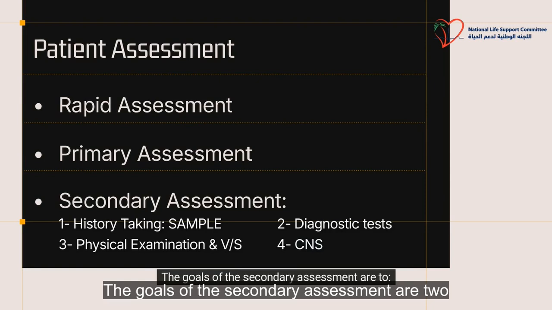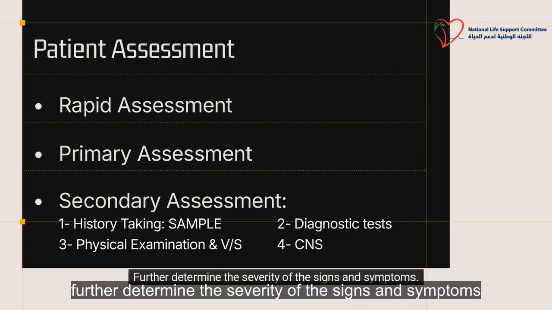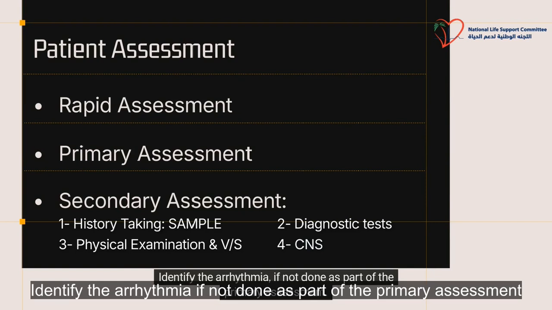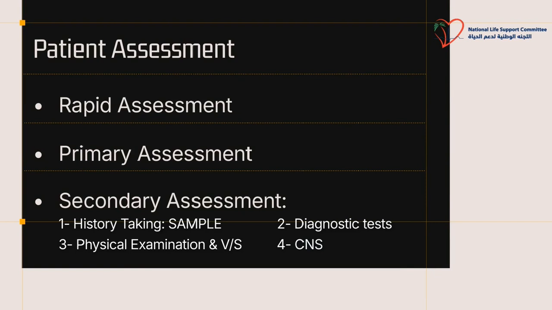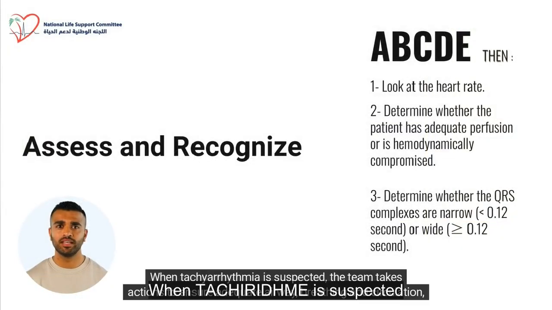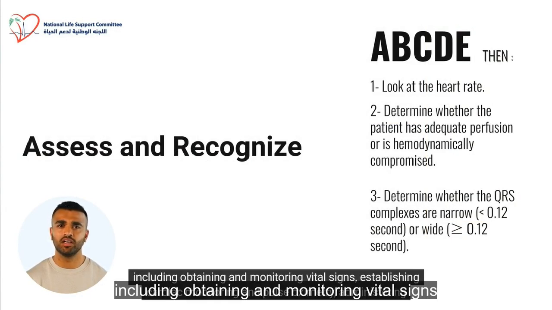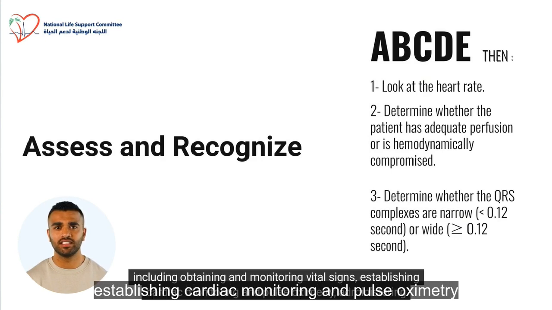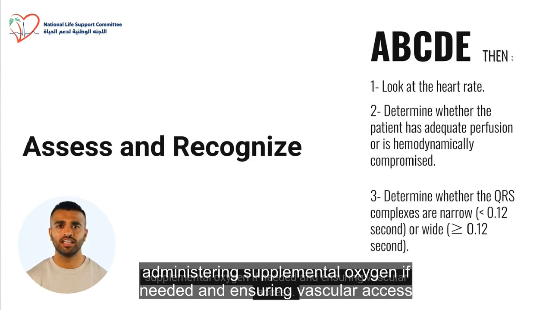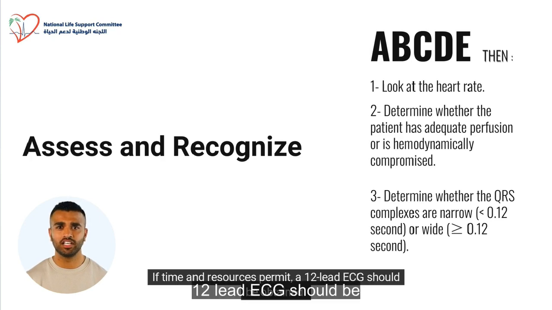The goals of the secondary assessment are to identify signs and symptoms and determine whether they are being caused by the arrhythmia or another condition. Further determine the severity of the signs and symptoms. Identify the arrhythmia, if not done as part of the primary assessment. Identify potentially reversible causes of the arrhythmia. When tachyarrhythmia is suspected, the team takes actions to ensure adequate airway, breathing, and circulation, including obtaining and monitoring vital signs, establishing cardiac monitoring and pulse oximetry, administering supplemental oxygen if needed, and ensuring vascular access. If time and resources permit, a 12-lead ECG should be obtained.